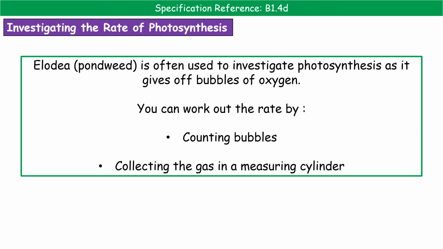So we can upgrade that by collecting the gas in a measuring cylinder. So just like the setup we had to collect the oxygen, but this time we'd use a measuring cylinder instead of a test tube, because then you can just read the volume off the actual side. If you want to go one step further, then you could even use a gas syringe at this point.